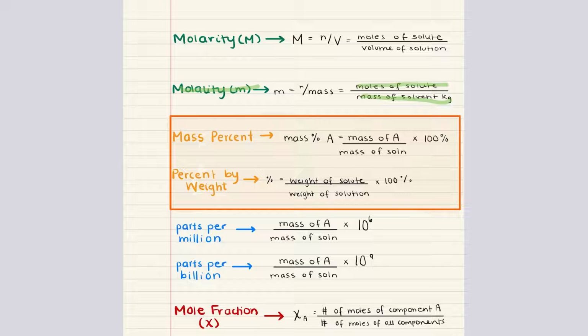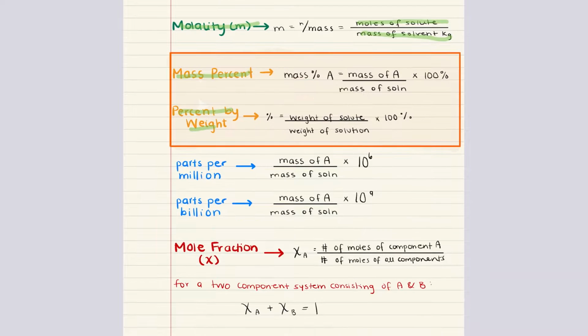We also have mass percent, which is sometimes called percent by weight. This is the mass of the solute divided by the total mass of the solution multiplied by 100%. It expresses the concentration of a component as a percentage of the total solution mass. This unit is commonly used in industry, manufacturing, and pharmaceuticals to specify the concentration of ingredients in the product.